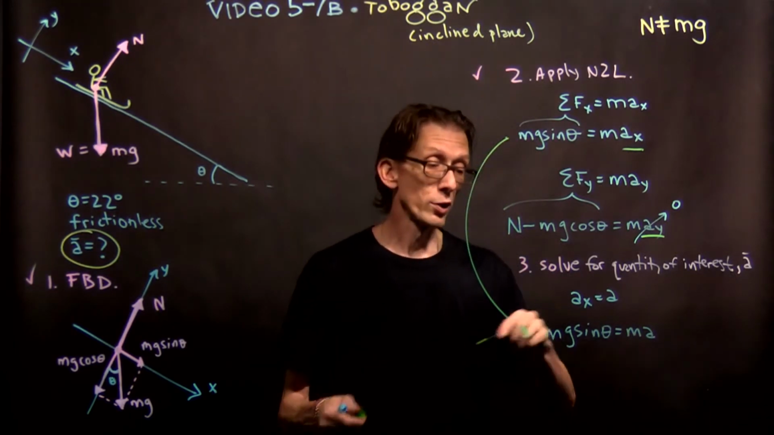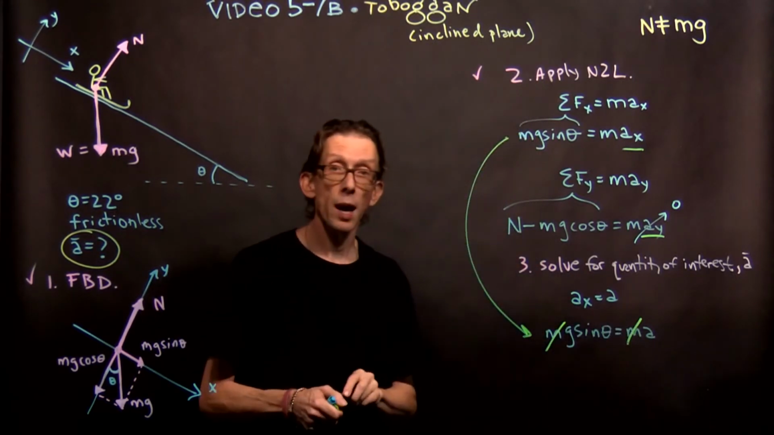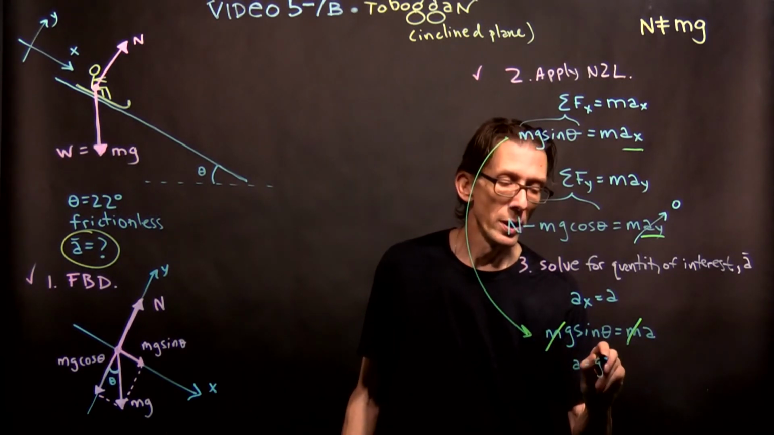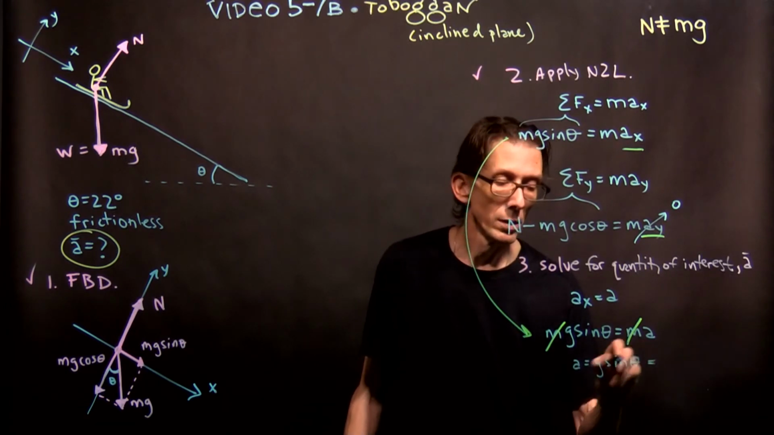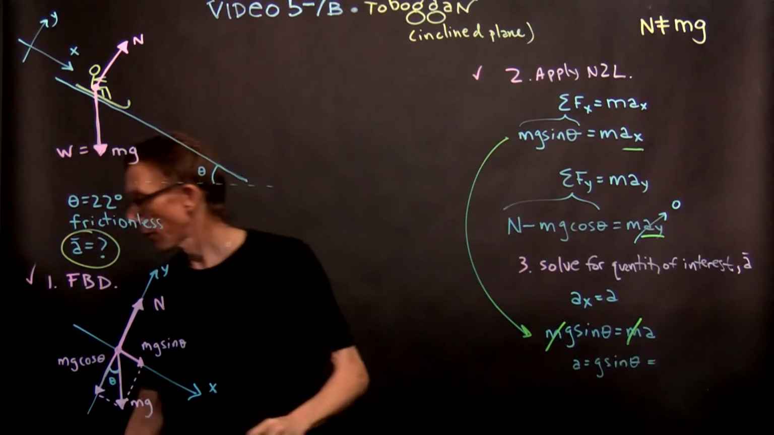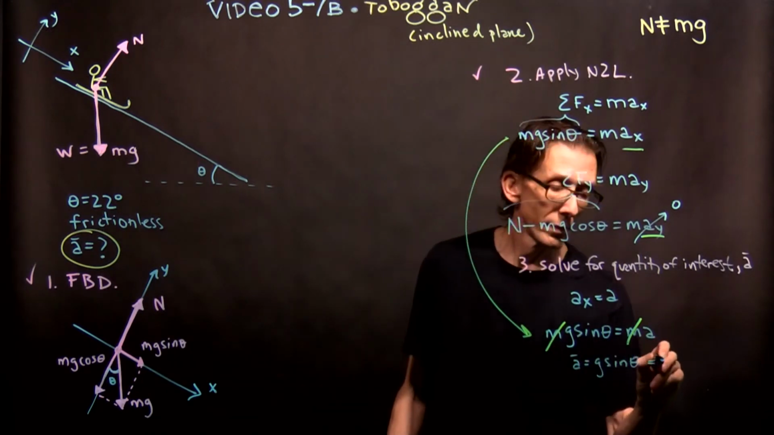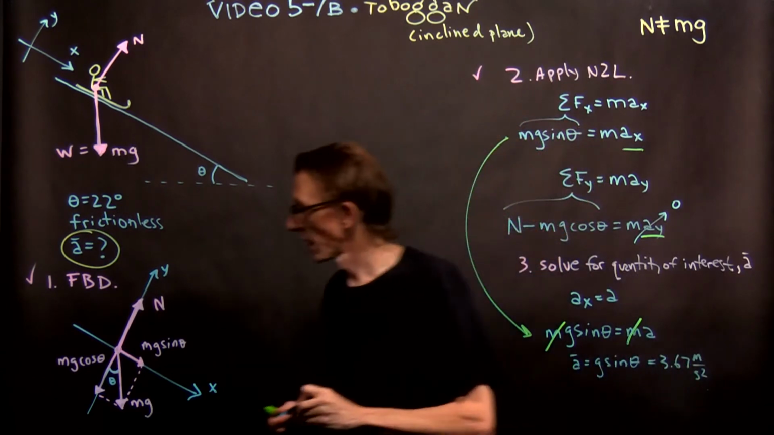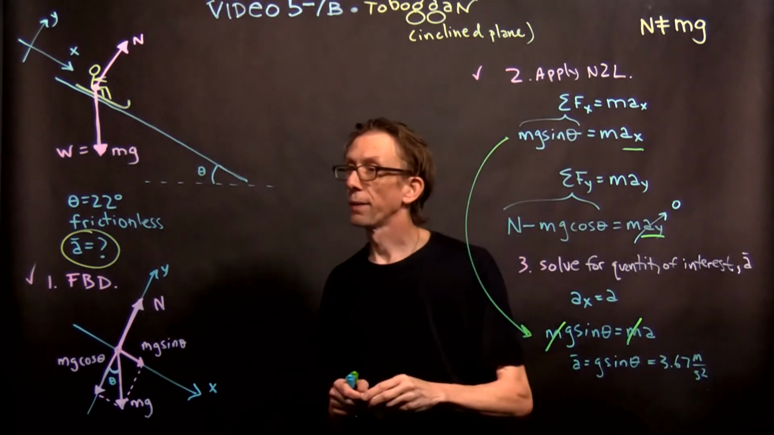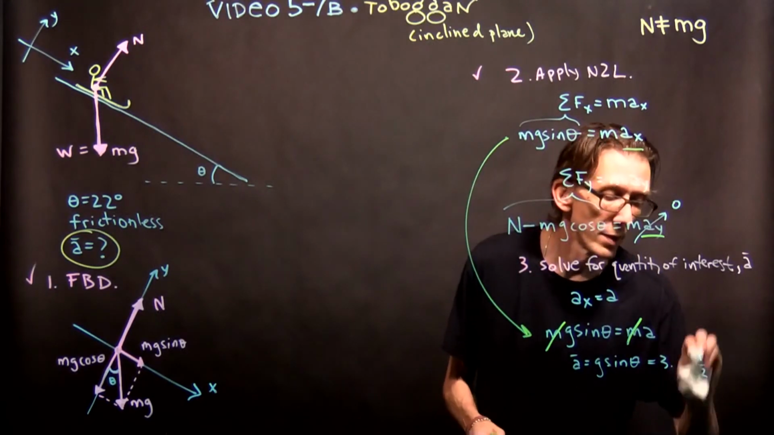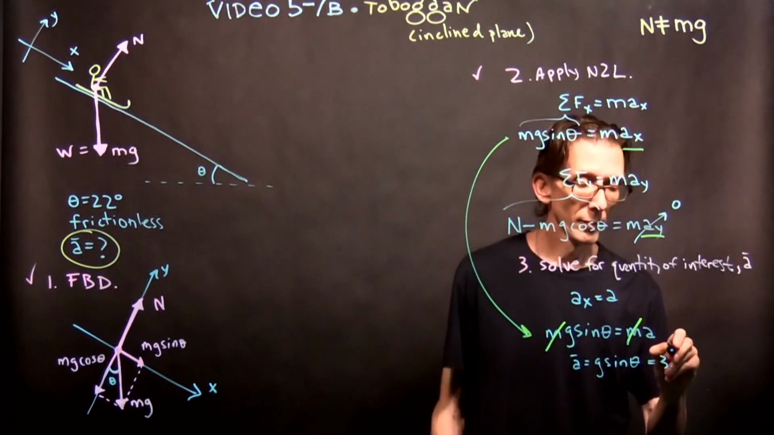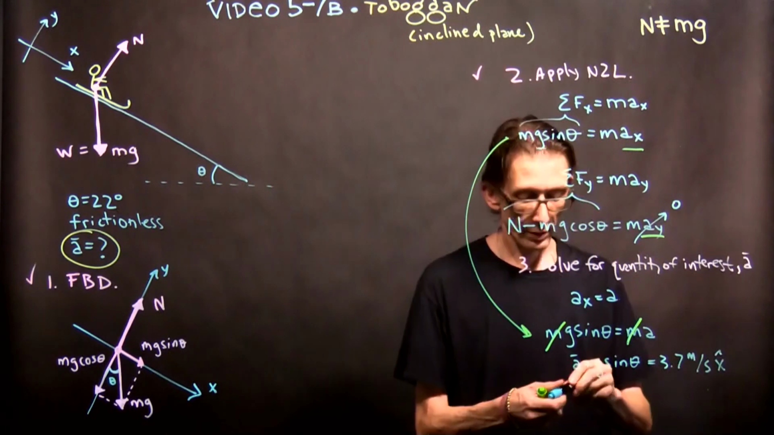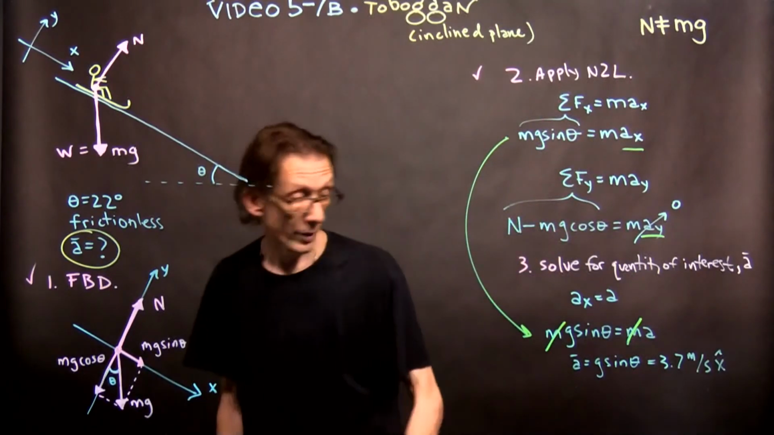So we can solve this for A. We can actually cancel m's because m shows up on both sides. So A equals g sine theta. You know what g is, you know what theta is. 3.67 meters per second squared. Actually 3.7, because I only have two significant figures there for the angle. So 3.7 meters per second squared in the x direction. So there is our answer.